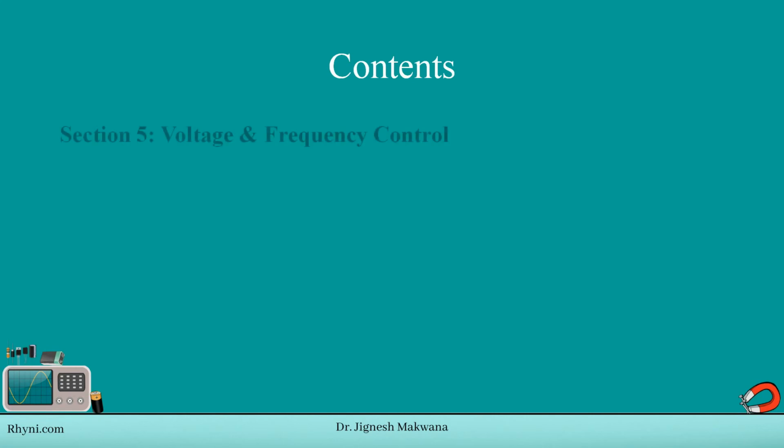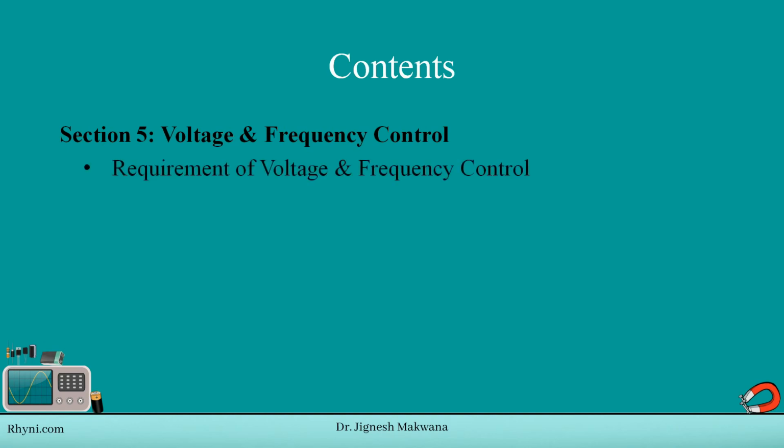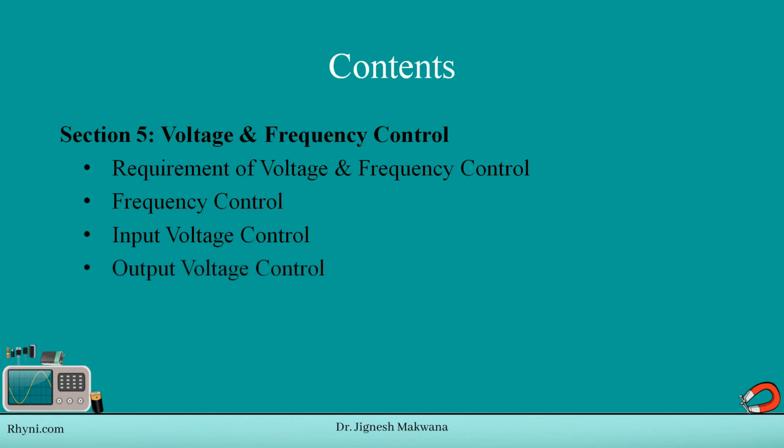In section 5, we will discuss the voltage and frequency control. What are the different possible methods by which we can control the output voltage of inverter. We will see the frequency control, then we will see how from the input side we can control the voltage of inverter, and how from the output side we can control the voltage of inverter. Then we will see the series or parallel inverter voltage control, where inverters are connected in parallel on the input side DC source and connected in series on the output voltage side. So it can be called series or parallel series inverter voltage control.